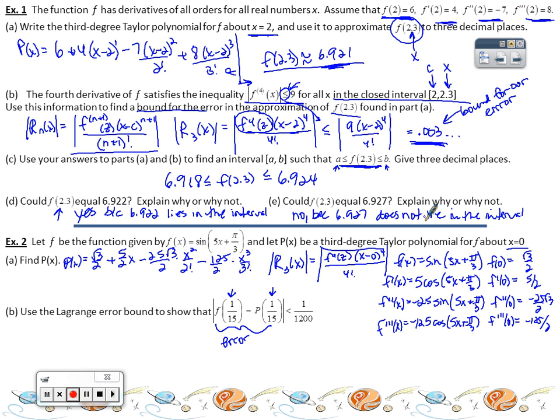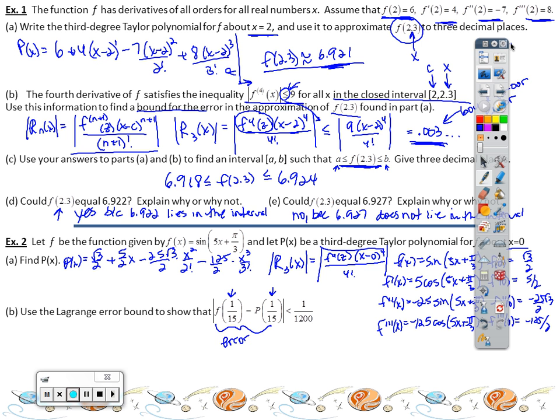Now, I need to erase those derivatives. I hope we're all okay with that and got that copied down, just for space to work with the error. So let's look and see what we have. We substituted in. We know we're centered at 0, so there's the 0.